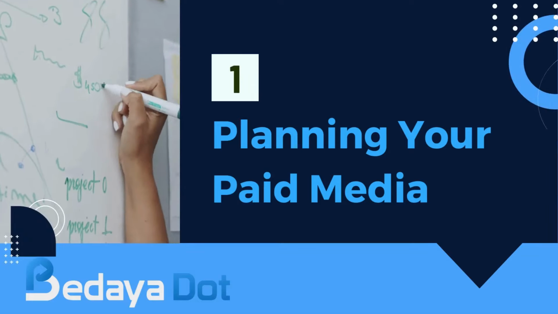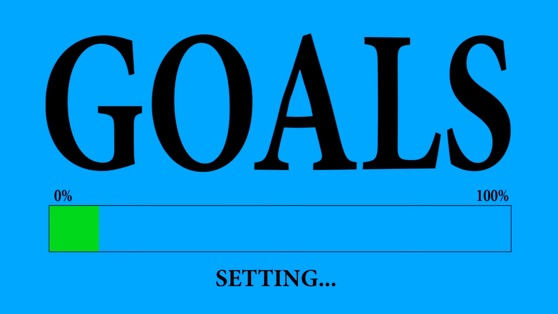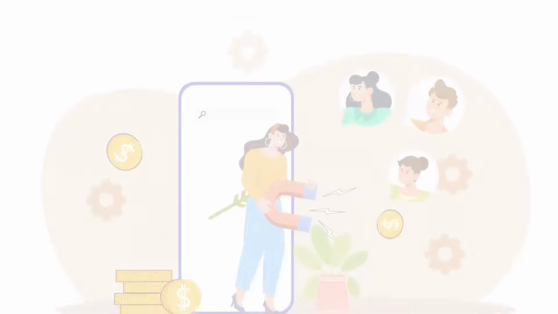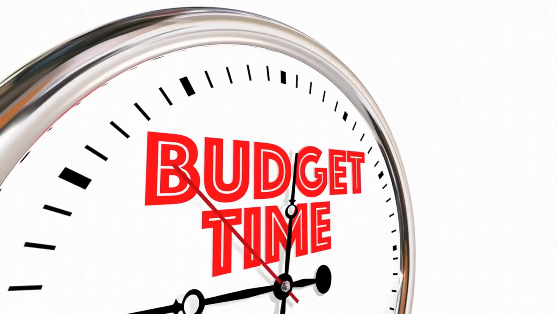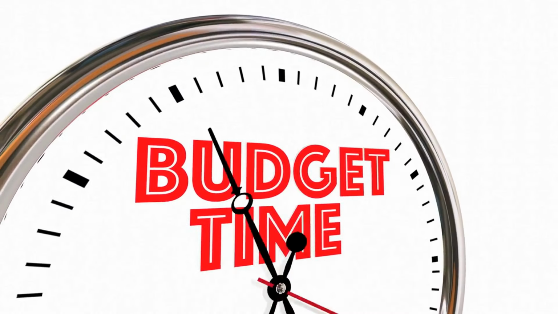Step 1. Planning your paid media starts with defining your goals and KPIs. What do you want to achieve with your ads? More leads, higher website traffic, increased sales? Once you have clear goals, you can determine the budget that aligns with them.